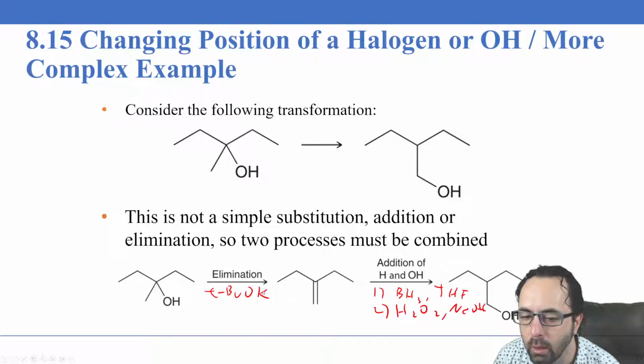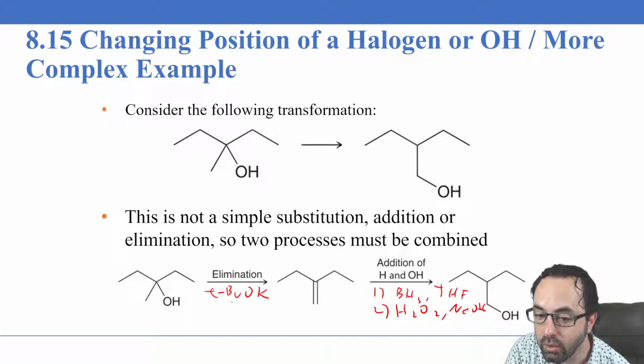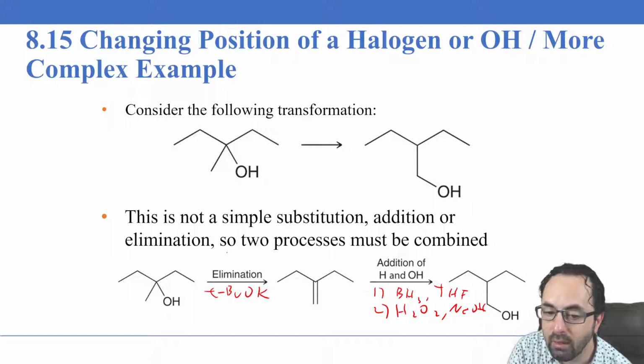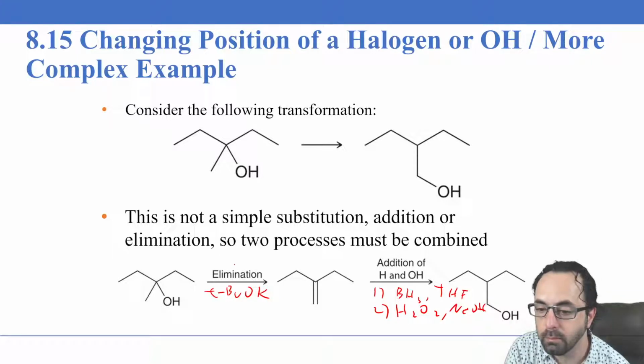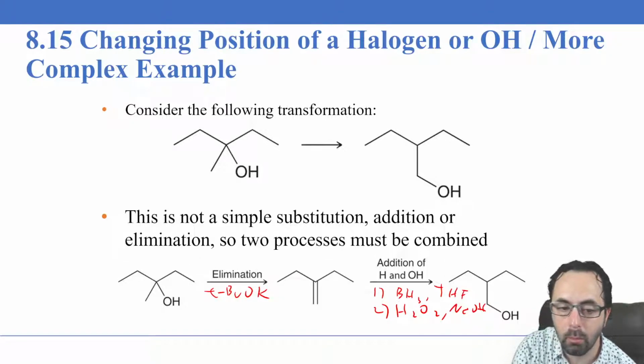Now, one issue here that I did not mention is that when we do an elimination, we're going to have a kind of bad leaving group, right? OH is a bad leaving group, so this is not going to work directly. We have strategies for replacing the OH with a good leaving group, and that is to use the tosylates.